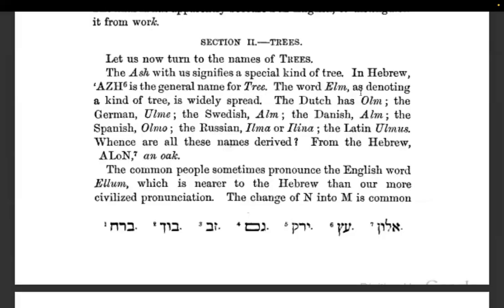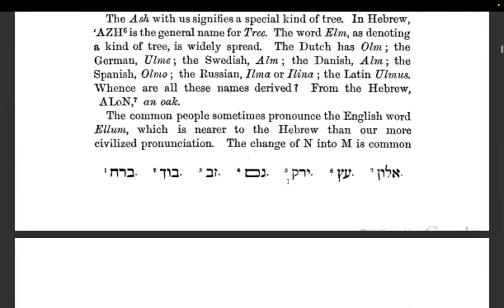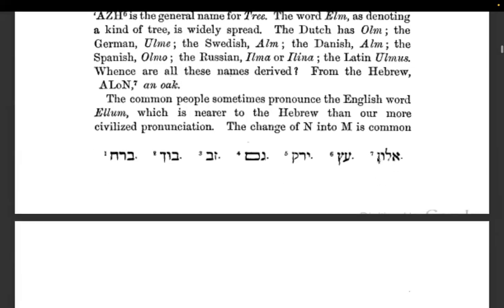The word elm, as denoting a kind of tree, is widely spread. The Dutch has olm, the German ulm or ulmi, the Swedish alm, the Danish alm, the Spanish olmo, the Russian ilma or ilina, and the Latin ulmus. Whence are all these names derived? From the Hebrew alon, an oak, that would be aleph, lamed, waw, nun. You drop the waw and the N becomes an M. That's where you get the elm there.